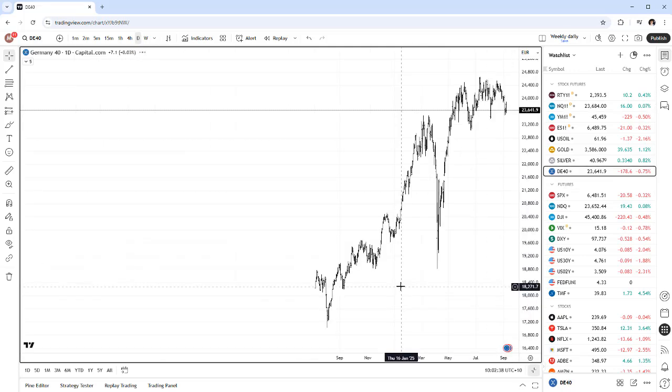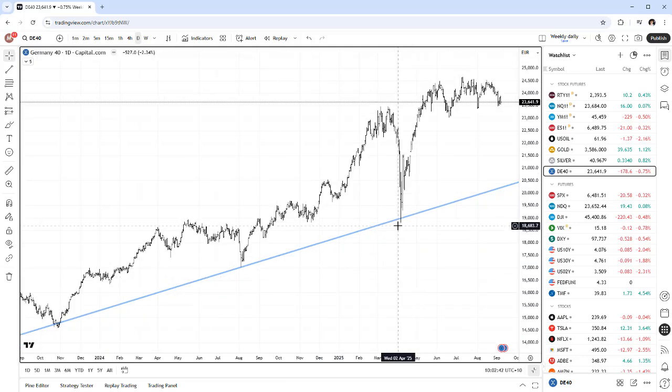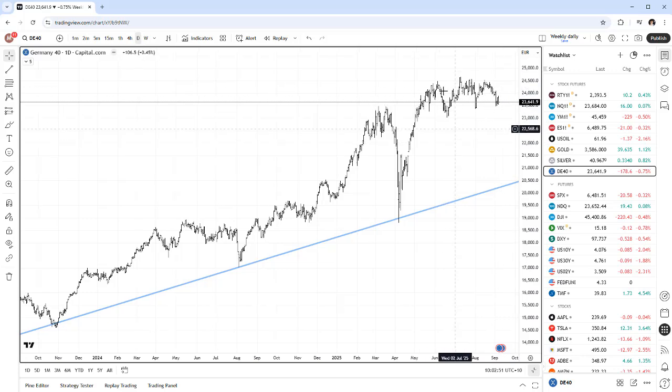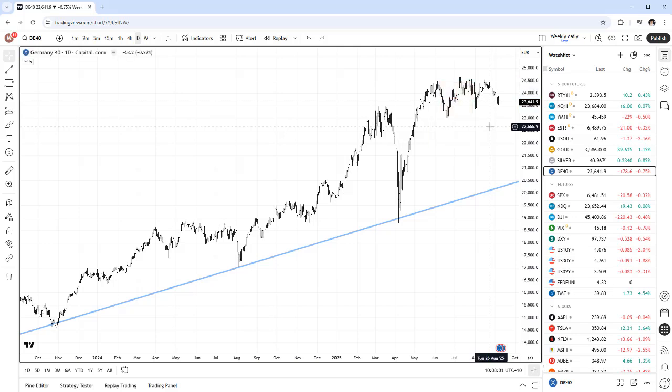So even if I go to the German market here, as you can see, we had a very big move up, but look what's happened now. We've just gone sideways, haven't we? But we did start off with what? We started off with a good 6% or so correction from here. So you can see we do get corrections when it comes to these markets.